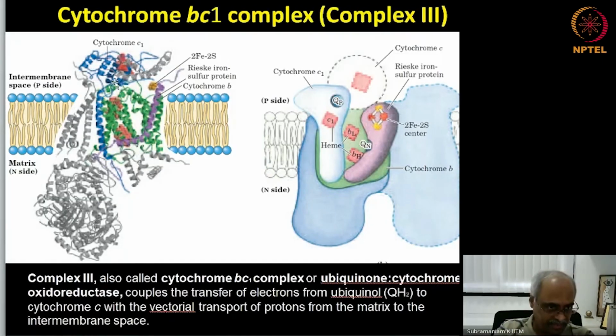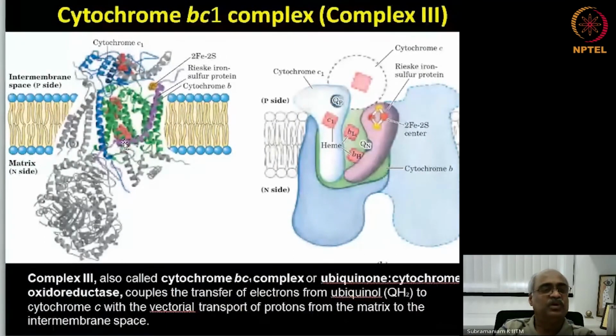And it has multiple cytochromes. You can see cytochrome B is shown here in green color. And then you have cytochrome C1. Here, this blue color one, sorry, the blue color one is the cytochrome C1.